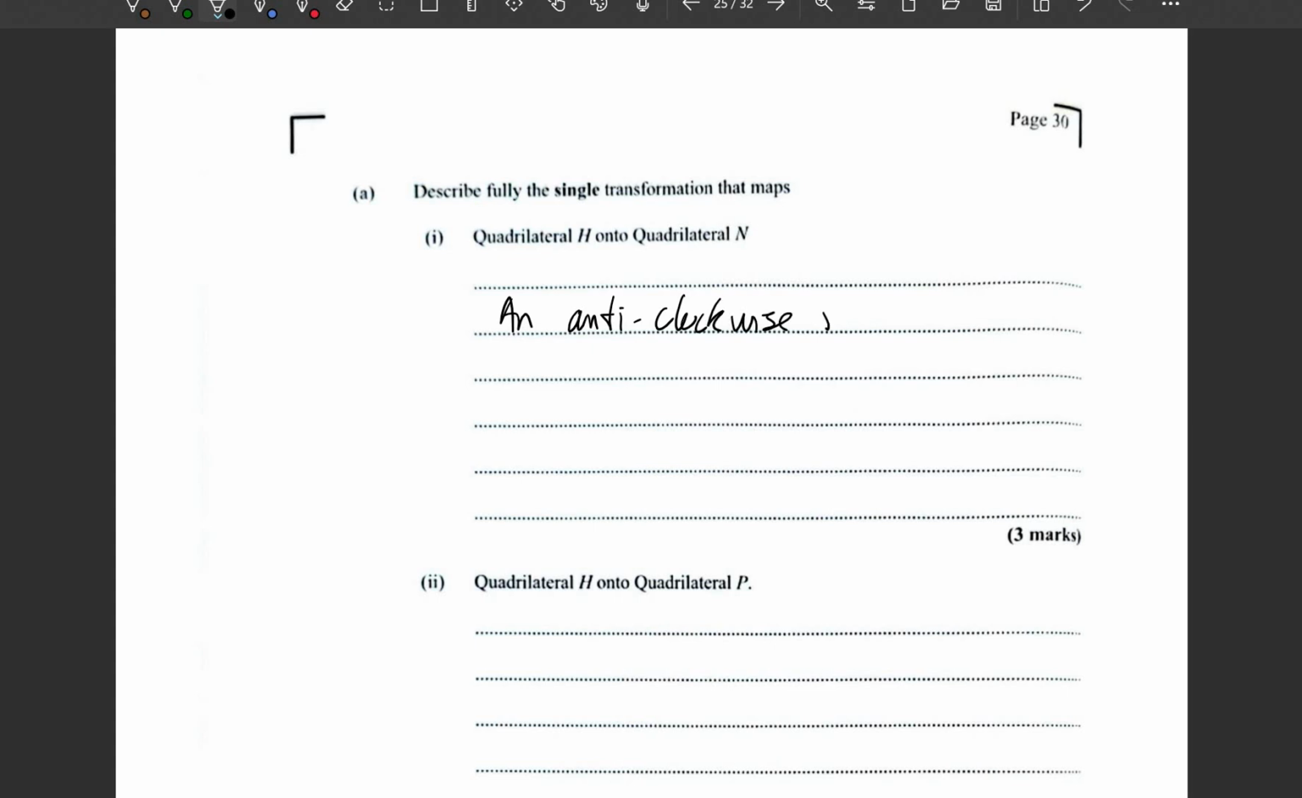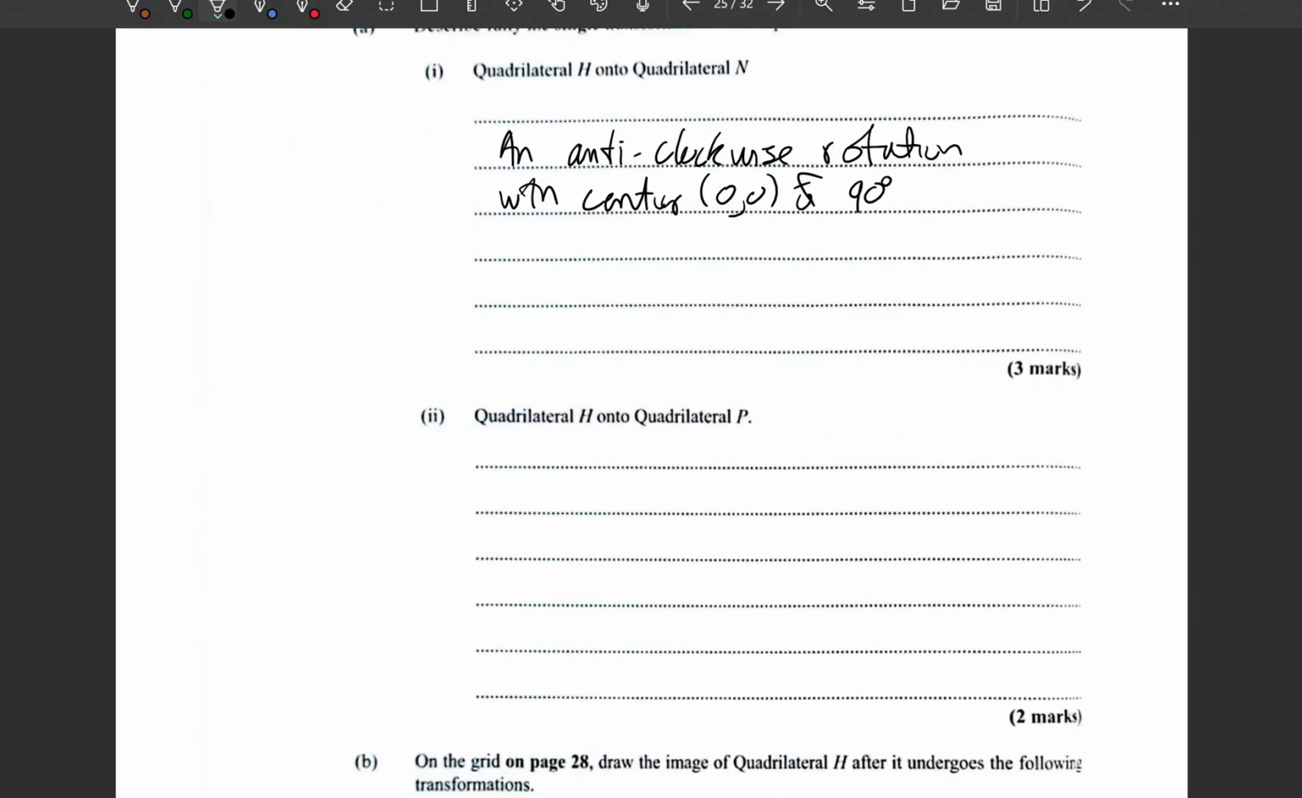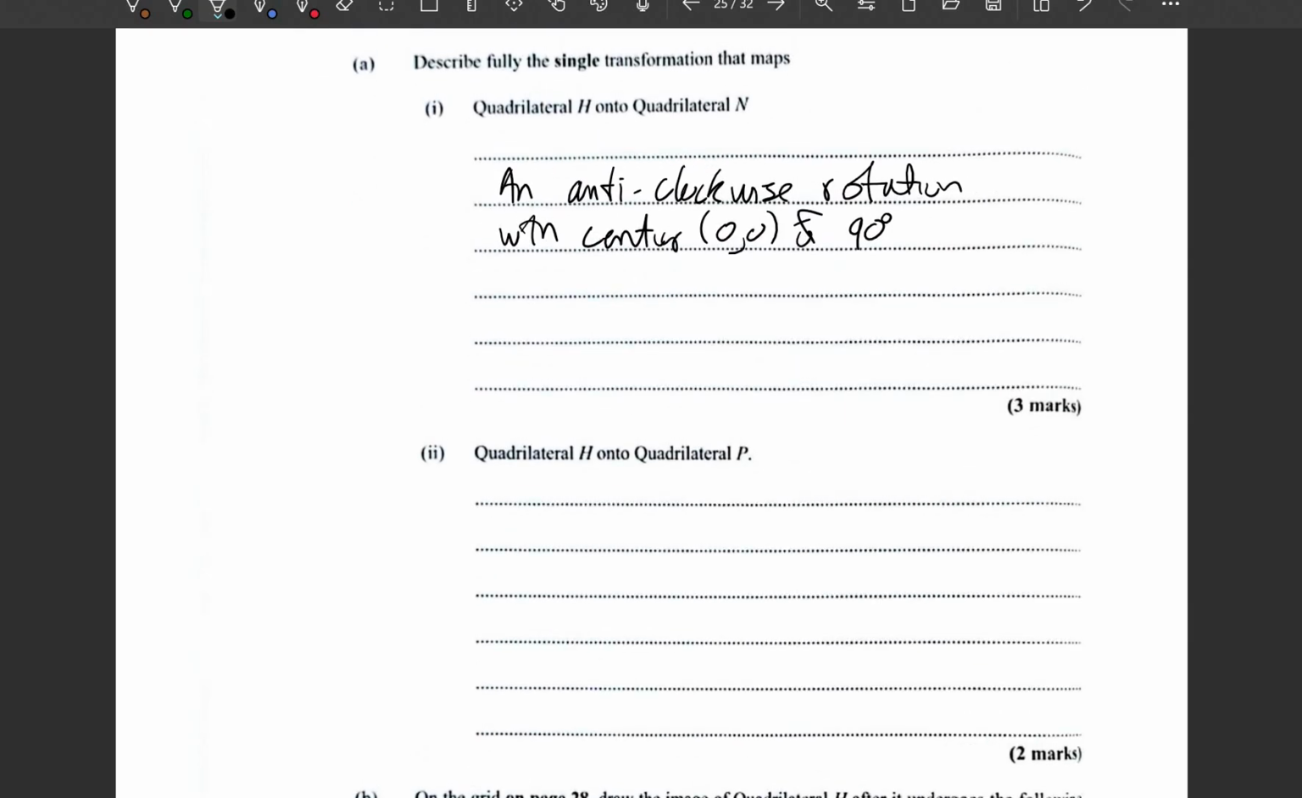So the first transformation is an anti-clockwise rotation with center 0, 0 of 90 degrees. Part 2 wants to know the transformation which sends H onto P.